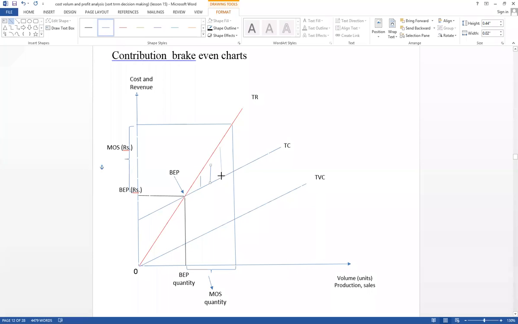Total income minus total expense. Total income higher than the total cost. Therefore, there is a profit. And here loss available. Total revenue lower than the total cost. Therefore, there is a loss. This side loss available.